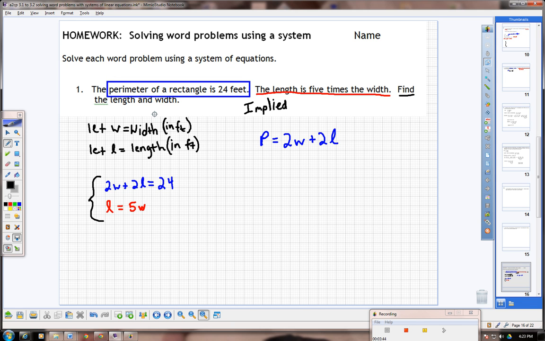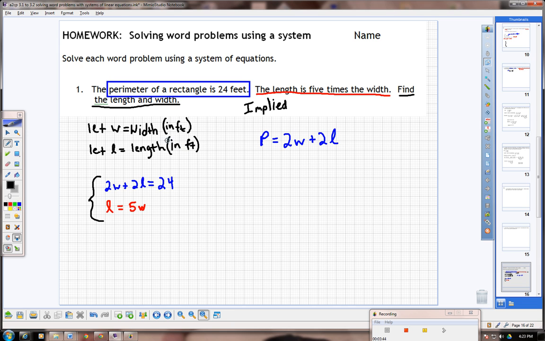It wants us to find the length and width. Right there. Oh, I need a two-variable system here. I have to have two variables. This can't be solved with one variable. We're using a two-variable system. We could solve it with one variable, but we're not going to. Let W equal the width. Let L equal the length.